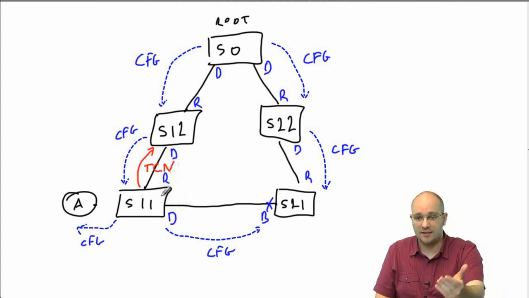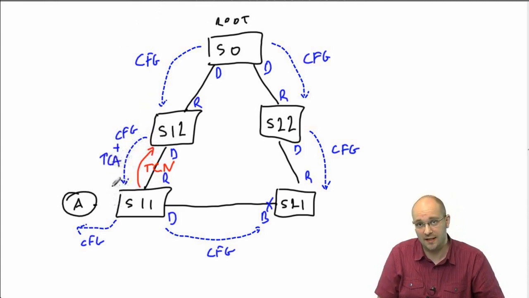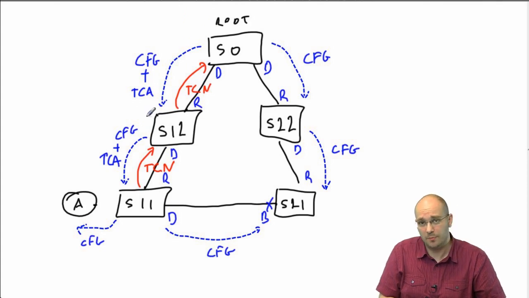Now remember that these configuration BPDUs are still arriving. When switch 1, 2 receives the TCN, on the next configuration BPDU that it sends out, it is actually going to set the TCA, the topology change acknowledgement bit. Also, this TCN is going to be propagated towards the root, so there is a TCN going up there. And similarly to the previous example, once the root receives this, it is going to set the TCA bit on the next configuration BPDU.